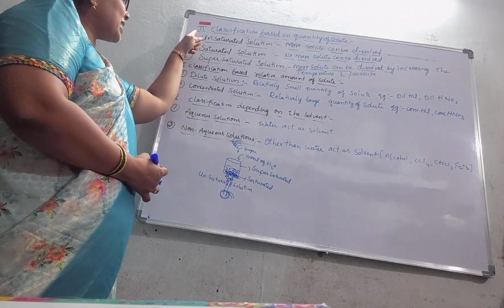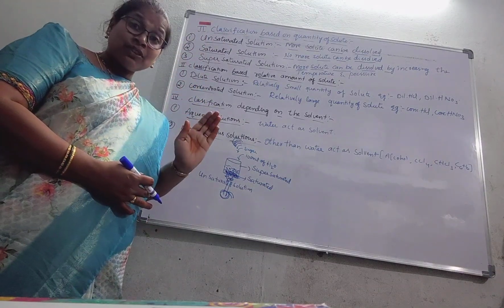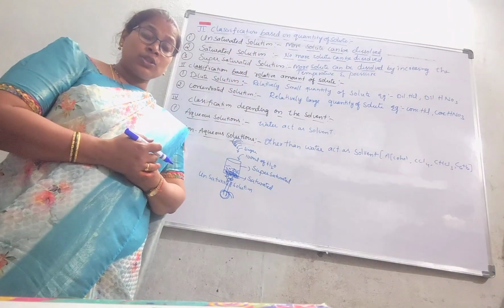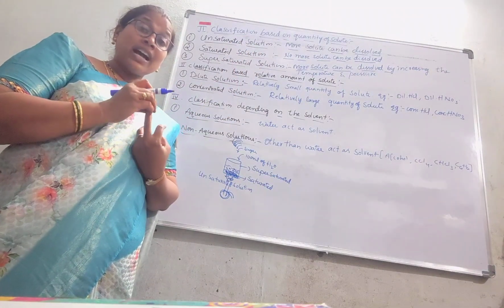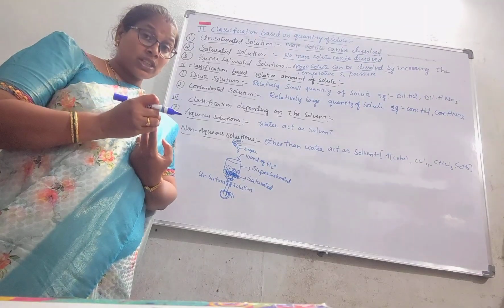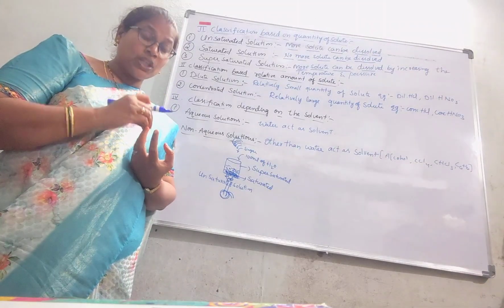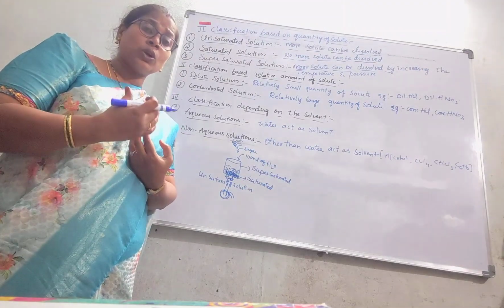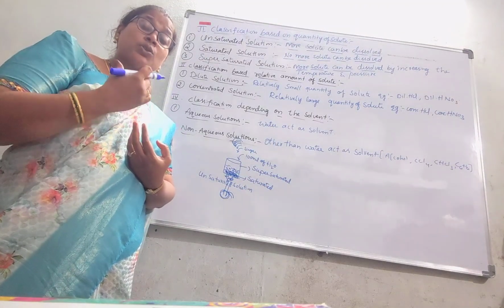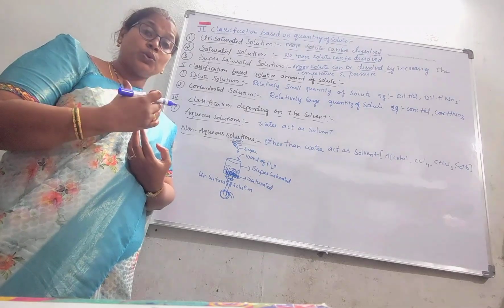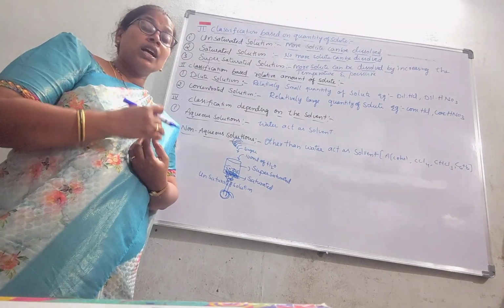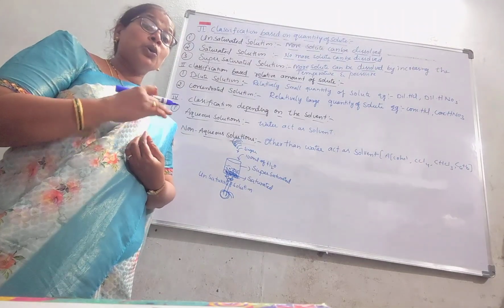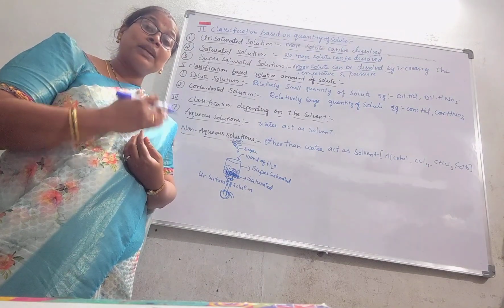So this is the second classification, the classification based on quantity of solute. Three solutions are there: unsaturated solution, saturated solution, supersaturated solution. Unsaturated solution means more solute can be dissolved at given temperature and pressure. What is a saturated solution? Saturated solution means no more solute can be dissolved at given temperature and pressure.